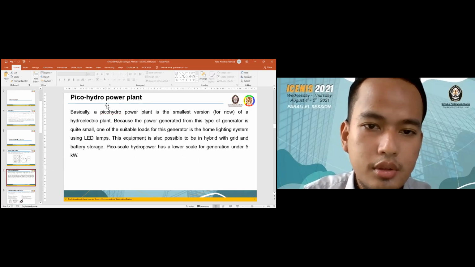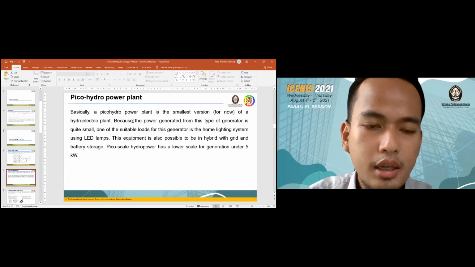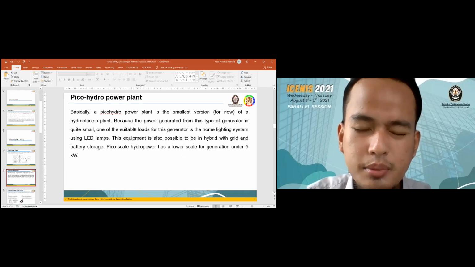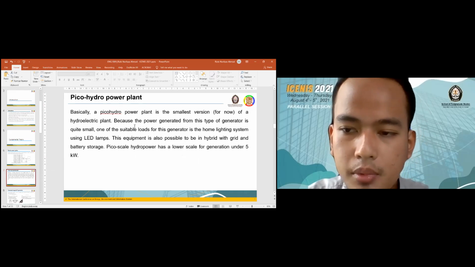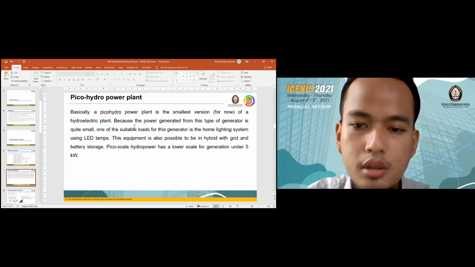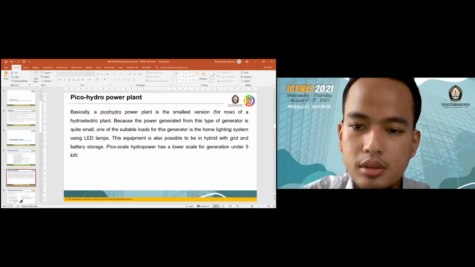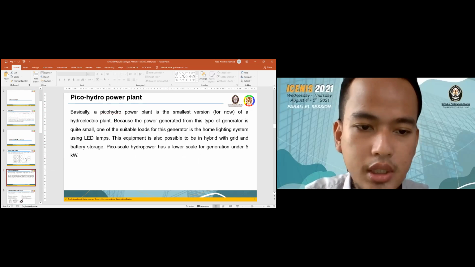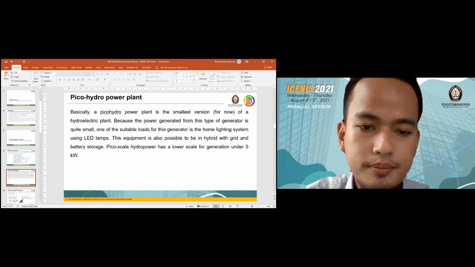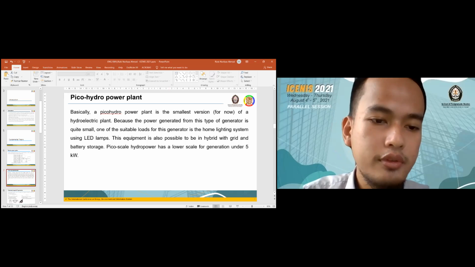And then pico hydro power plant. Basically, a pico hydro power plant is the smallest version of a hydroelectric plant. Because the power generated from this type of generator is quite small, one of the suitable loads for this generator is the home lighting system using LED lamps. This equipment is also possible to be in hybrid with grid and battery storage, because scale hydropower has a lower scale for generation, under 5 kilowatt.